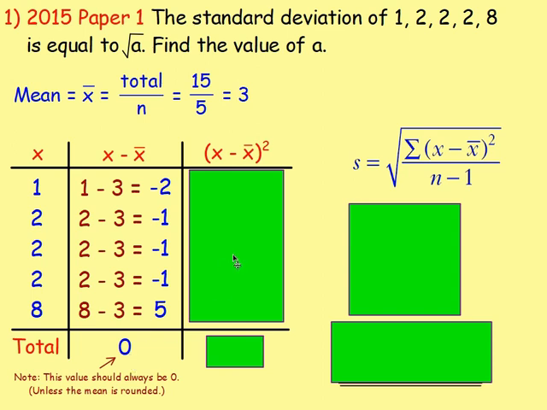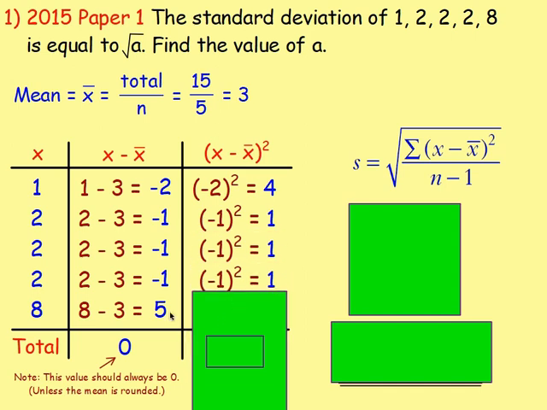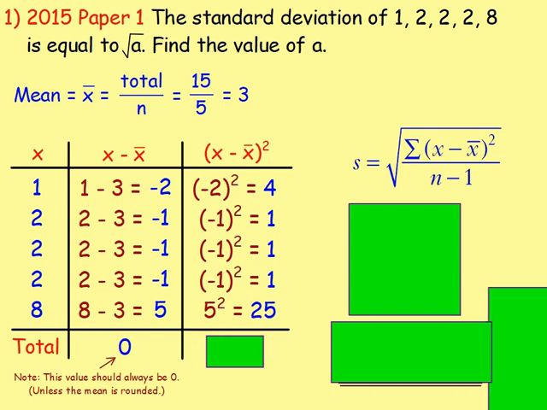You're welcome. After that, you take each of these numbers here, the X minus X bar, and you square that number. So you do negative 2 squared. So negative 2 times negative 2, 2 negatives make a positive, so you end up with positive 4. Remember, every single number in this column is going to be a positive value. Negative 1 squared is negative 1 times negative 1, which is positive 1. It's the same for this one, same for this one. And 5 squared is 25.